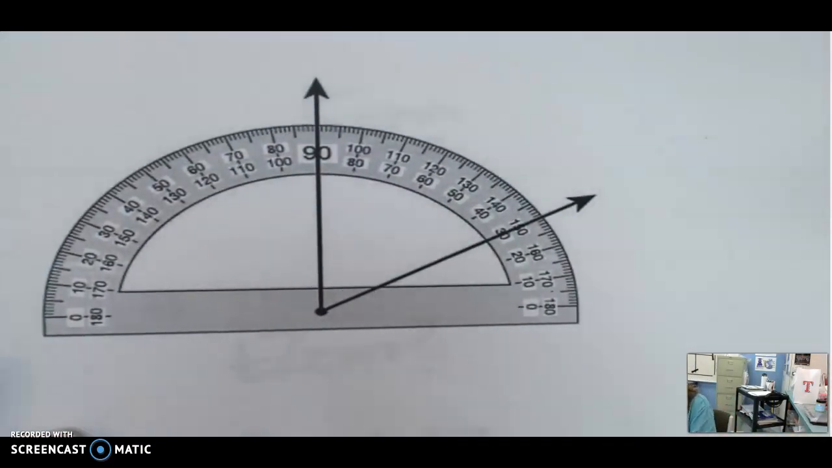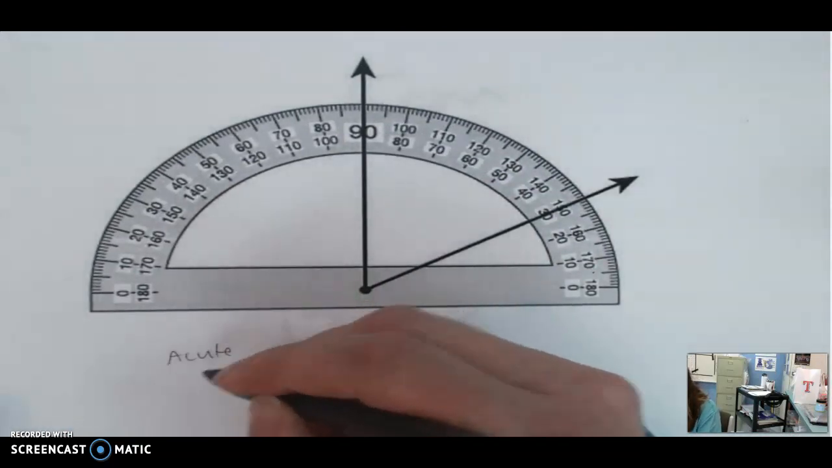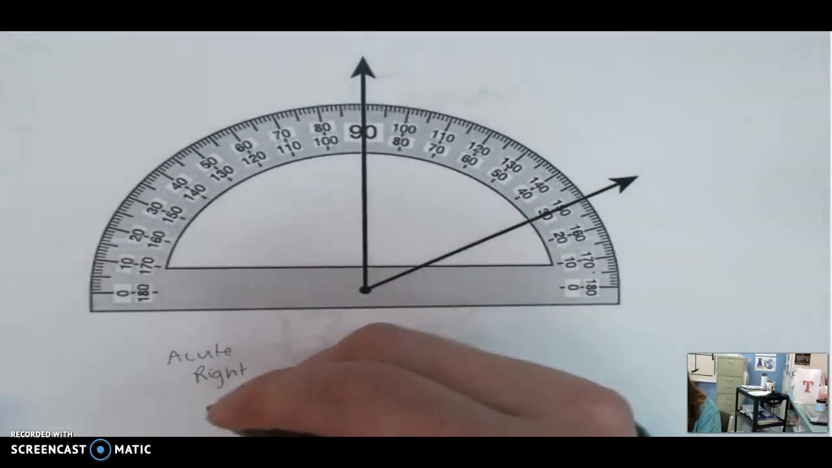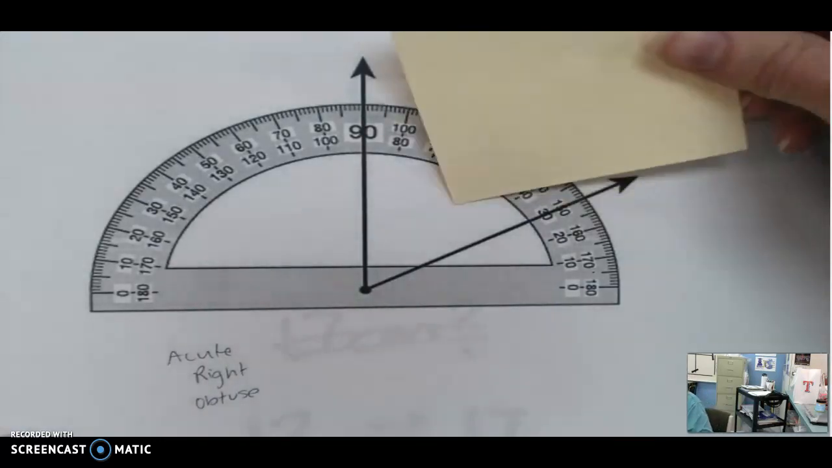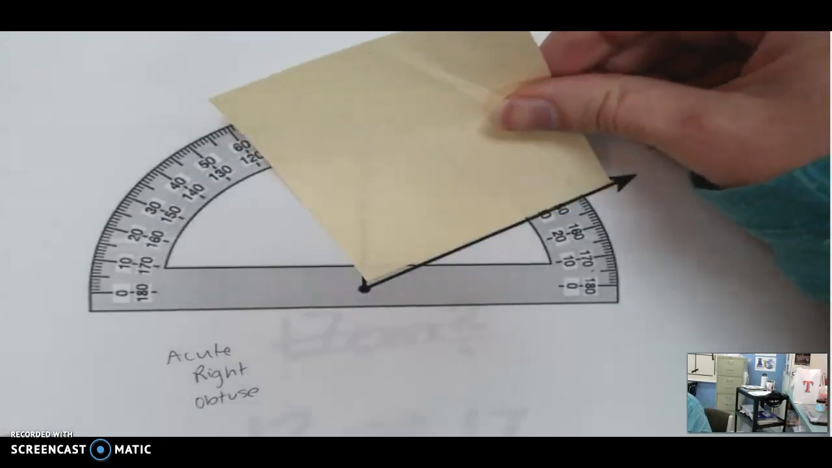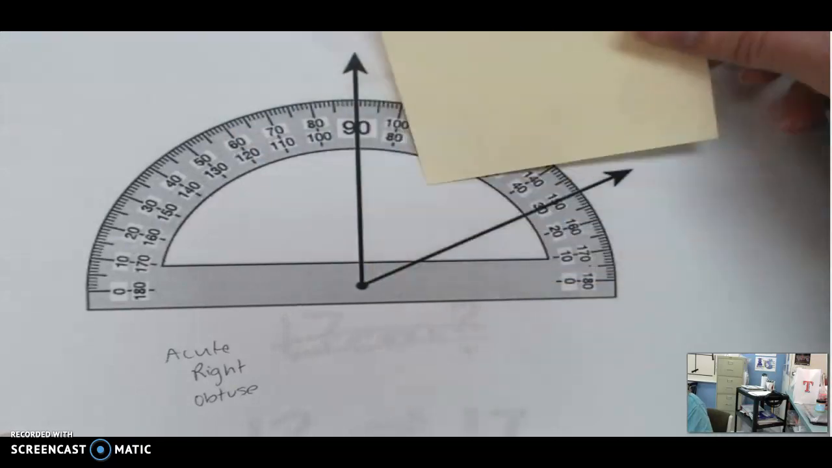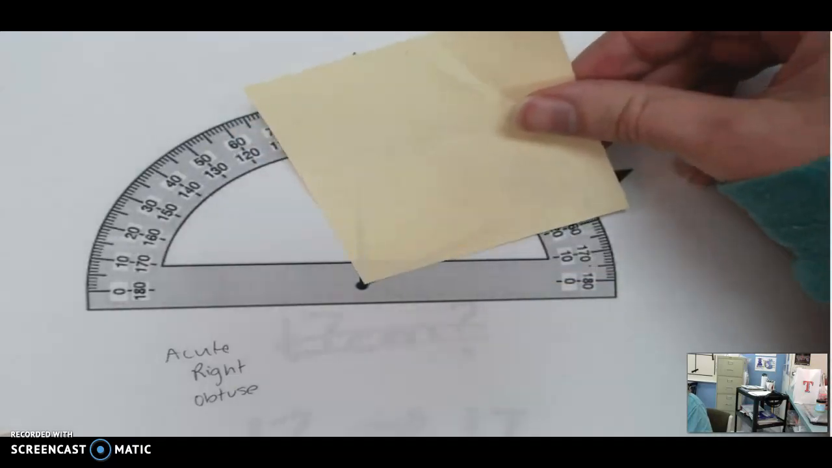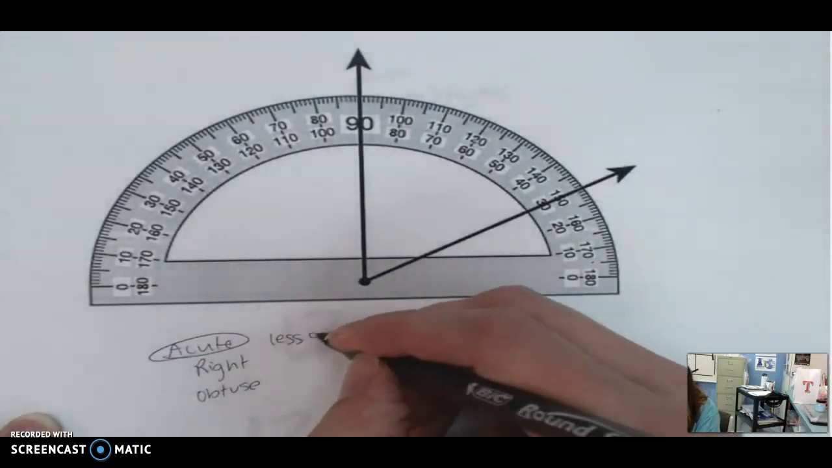Let's look at another one. Okay, how about this one? Okay, first think to yourself, is this acute, right, or obtuse? Grab your sticky note and check it if you need to. So you should have already checked it on the screen. I'm going to check it now. I still think this is acute. My sticky note is still larger than this angle. It covers it up. So this is again going to be another acute, which means it's going to be less than 90 degrees.